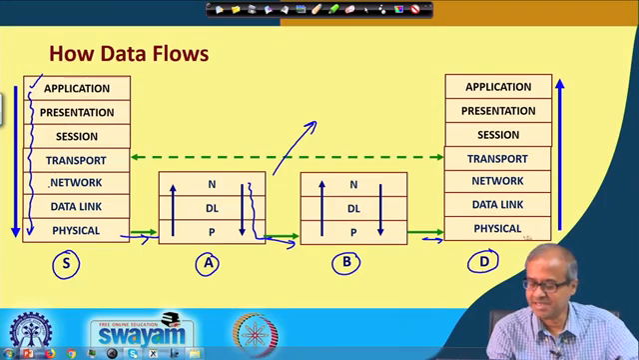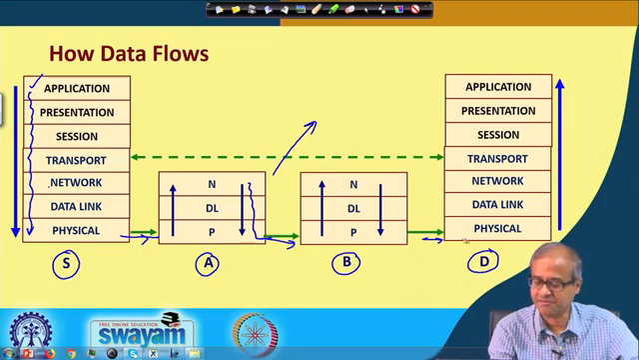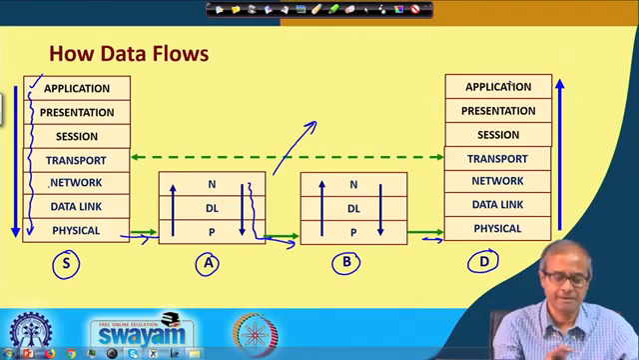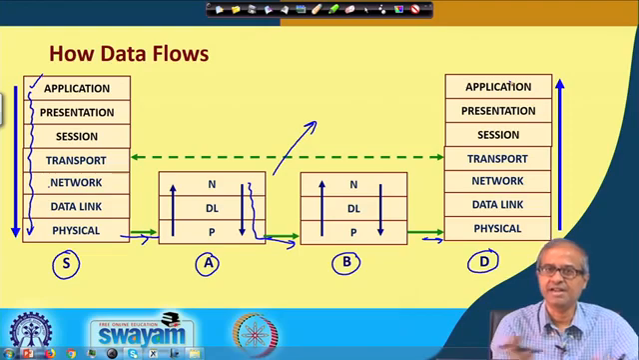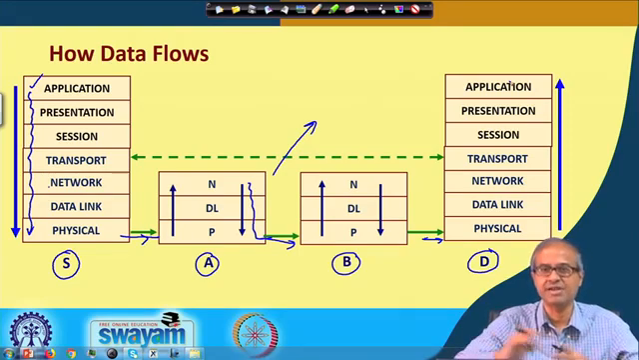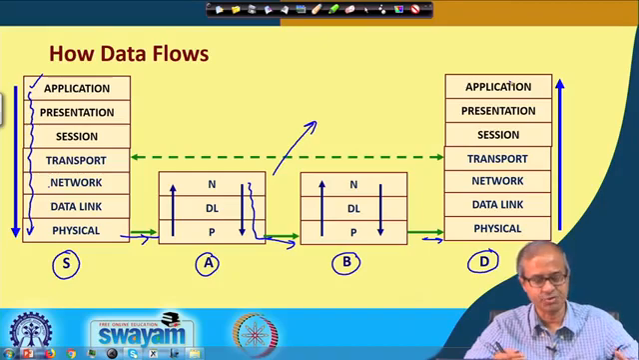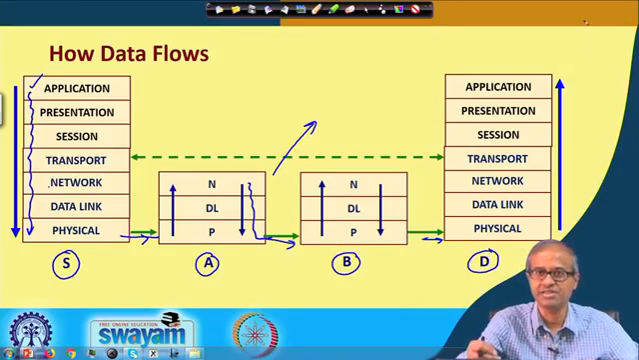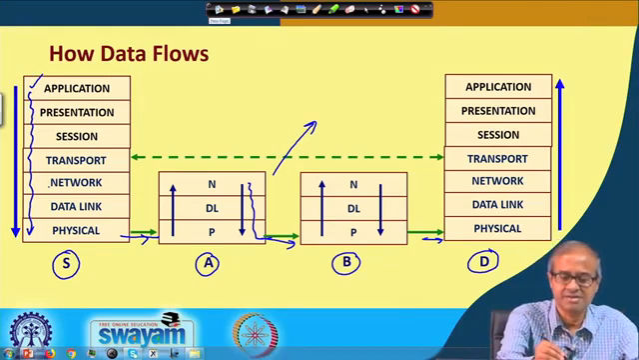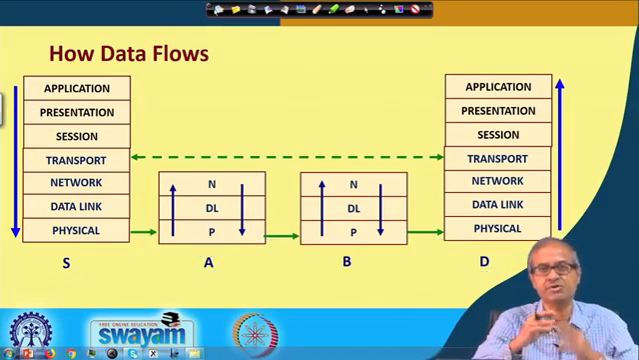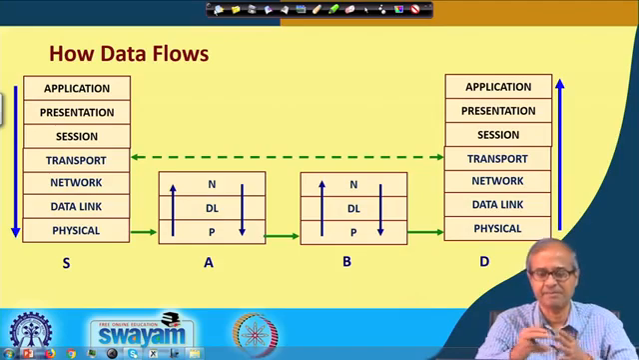In the destination, data will flow in the reverse direction from physical to data link to network up to application. So, roughly this is how data flows through this network stack, because the order in which the data is going down is reversed as it is going up, that is, it is like a stack. So, this is sometimes also referred to as a network stack.